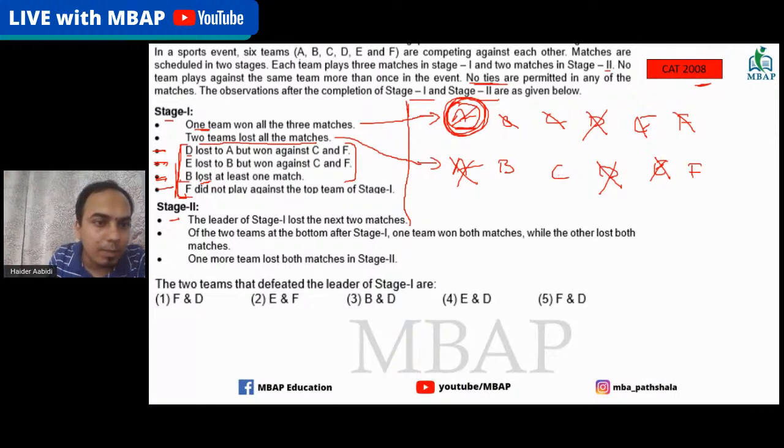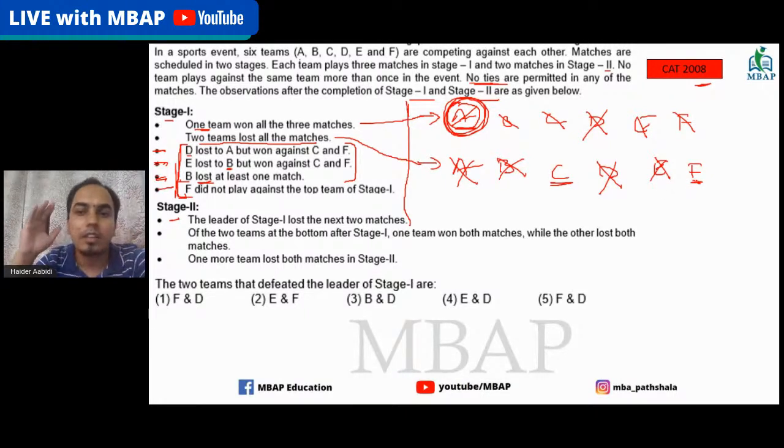Now you're saying that B lost at least one match. You see that B won against C and F, that is given to you, and E lost to B. The match that B has lost is against E, otherwise it has won. So B also goes out. So yes, C and F are the 2 teams which have lost all the matches.